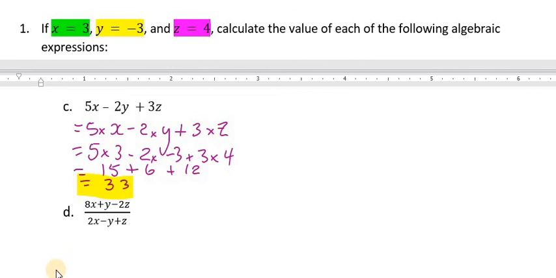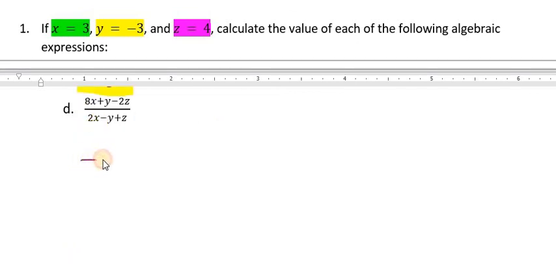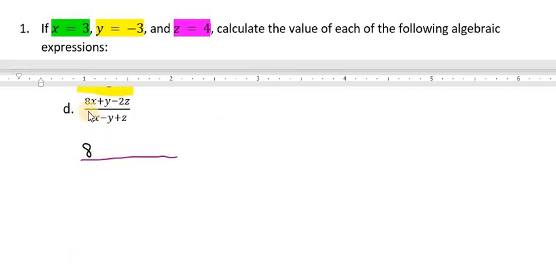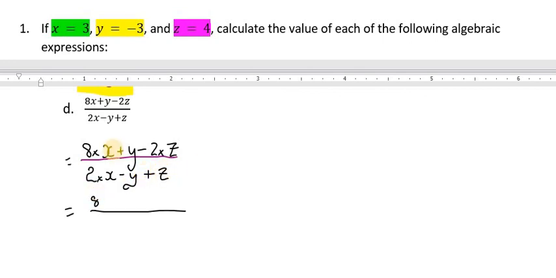So that's our solution. And for part D, this line here means a division. So we're saying 8 times number x plus another number y, minus 2 times number z, over 2 times number x minus another number y, plus a third number z. Well, we're not going to simplify here, but we're going to substitute first, then we simplify.